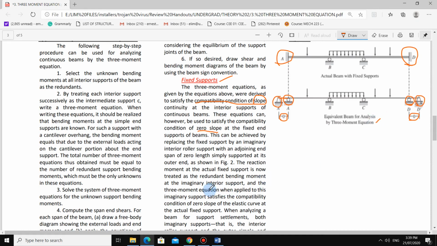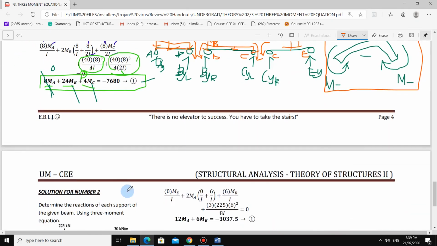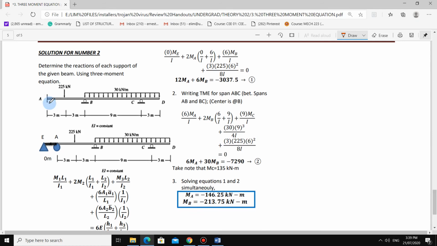Okay, so let's try to apply it to the example, guys. So example 2. Determine the reactions of each support of the given beam using the 3-moment equation. So we have a fixed support here at A, given these loadings, guys. So you have this overhang support here again. So we will also look at what the effect of this moment is here, on what is called the overhang support. Okay?